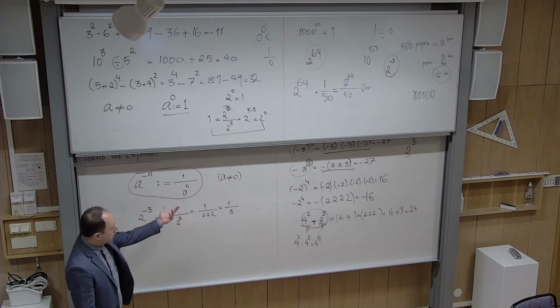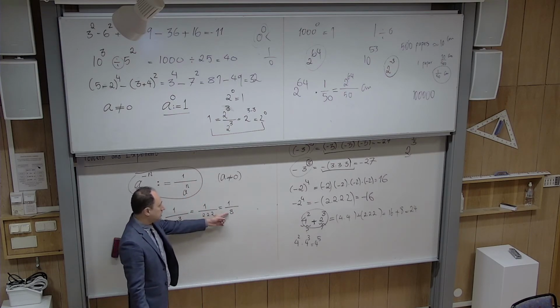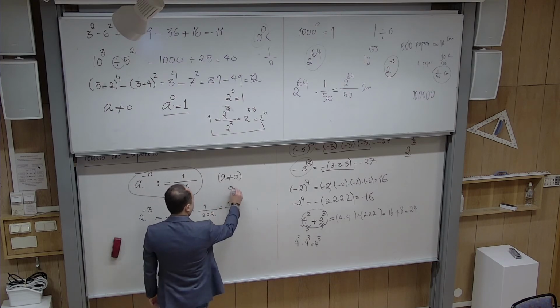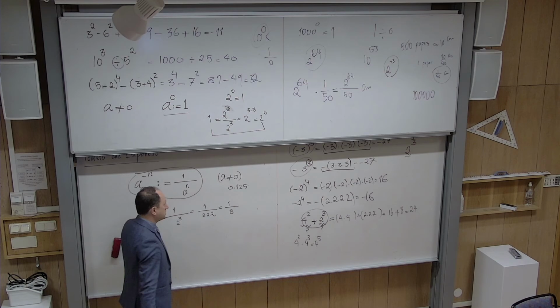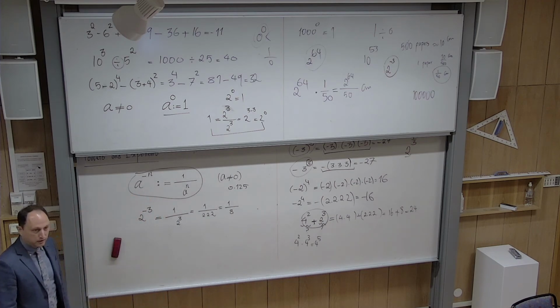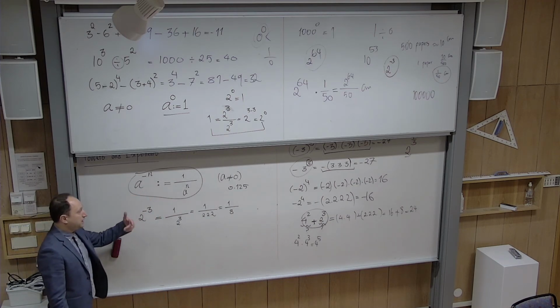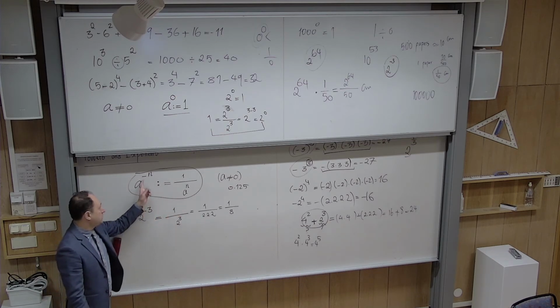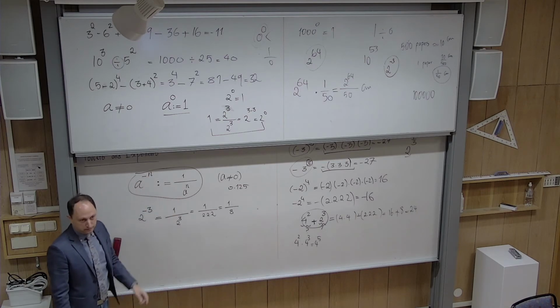Some software is capable of giving you fractions, or you might see this number on the display, which is the same thing, 0.125. But anyway, they are following this rule. So if you have a number to a negative power, follow this rule.